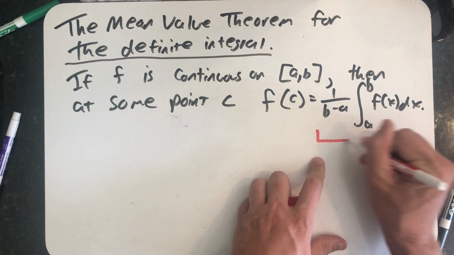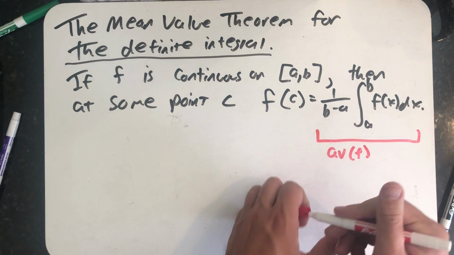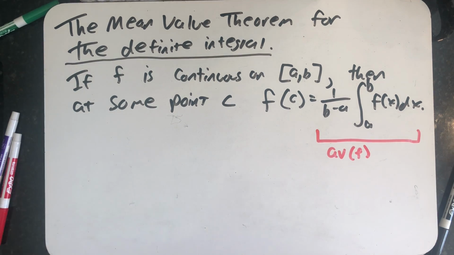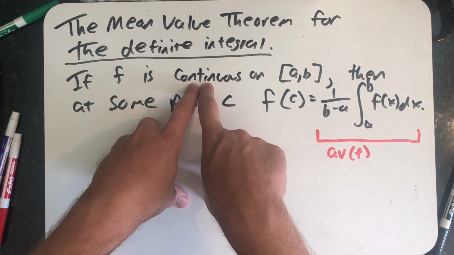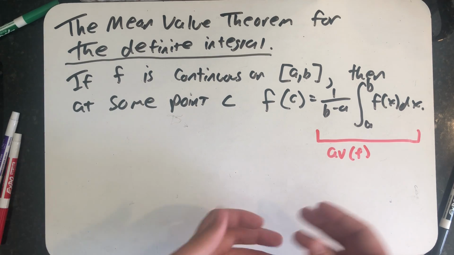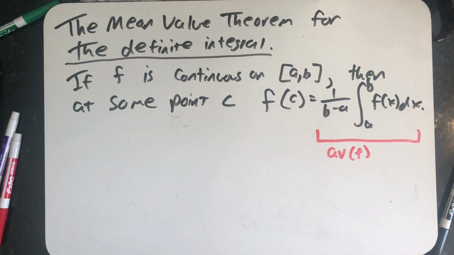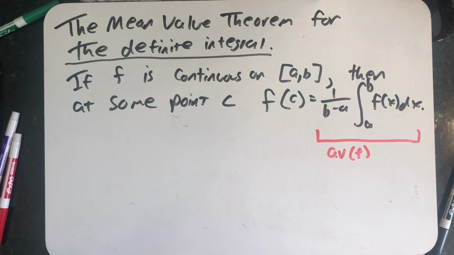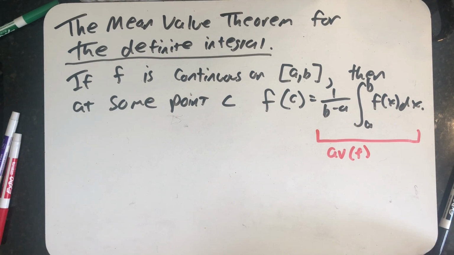Well, I recognize this as the average value of f when f is an integrable function. That's the definition of an integrable function's definite integral. Well, our function is continuous, which means it's integrable. So what this theorem is saying is that if f is continuous, at some point over the interval on which it's continuous, there has to be a function value equal to its average value.